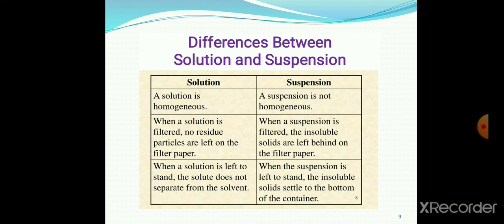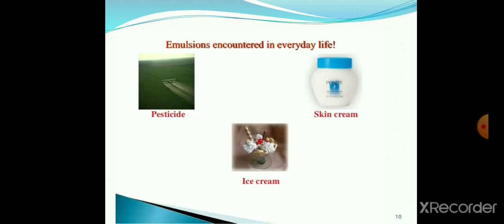The next point is, when a solution is left to stand, if we allow that filtrate to stand for some time, the solute does not separate from the solvent. Means we do not again get the sugar particles, as in the example we have seen, because it is a homogeneous mixture. But in the case of a suspension, what happens? When the suspension is allowed to stand for some time, the insoluble solids settle down to the bottom of the container. That is called a suspension.